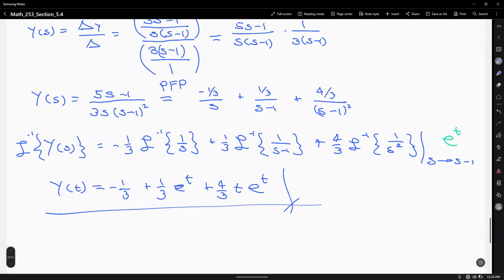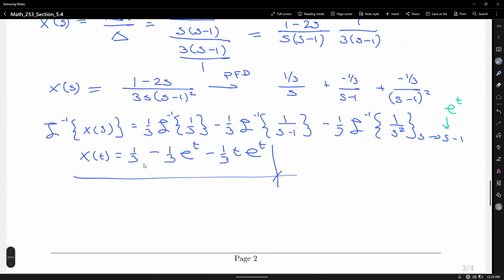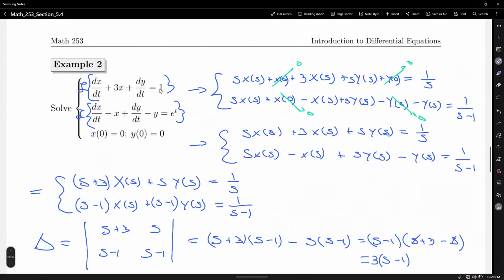So here is the solution to the y function, and that's the solution to the x function, because it's again a system with two differential equations and two unknown functions, a function of x and a function of y. Well, that's we are expecting to obtain two solutions.